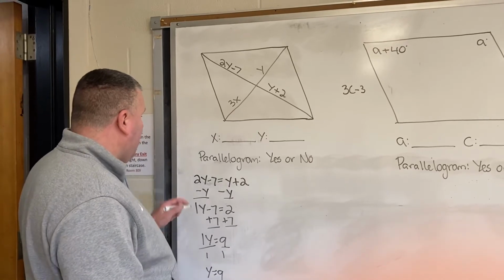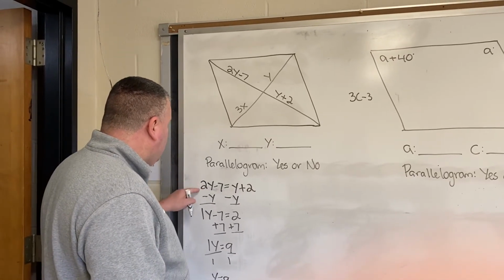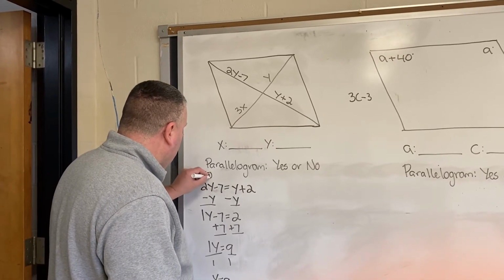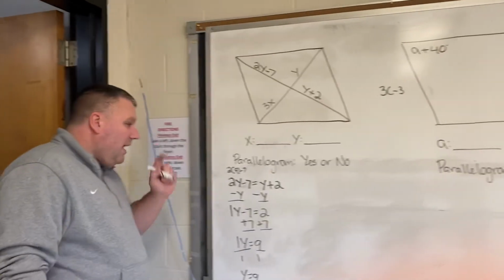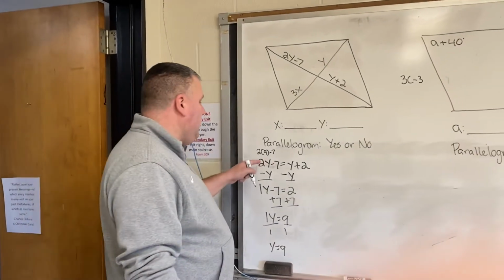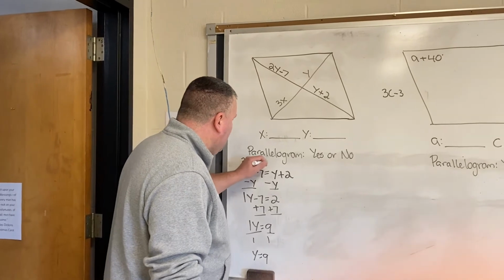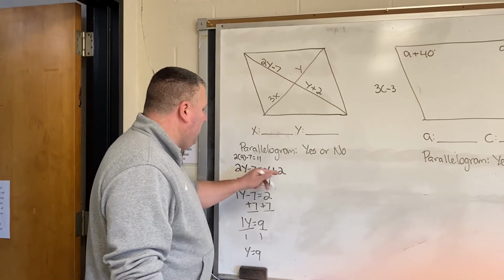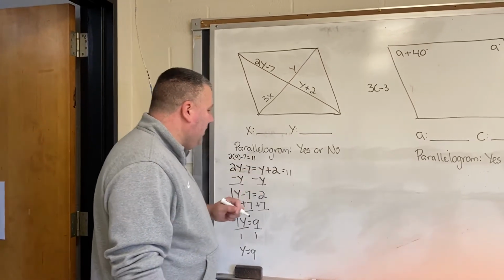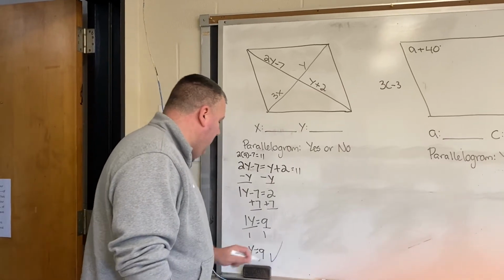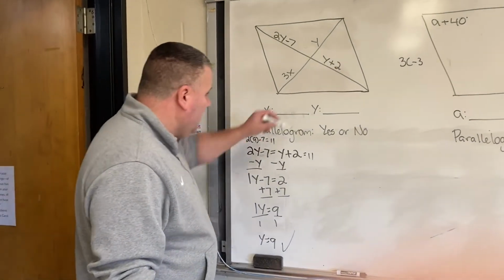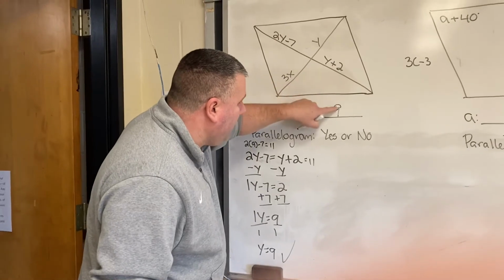Let's see if it makes sense. So, you have 2 times 9 minus 7. 2 times 9 is 18. Minus 7 is equal to 11. 9 plus 2 is equal to 11. So that checks out. We're good here. Make sure you plug that in and check your work. So y is equal to 9.